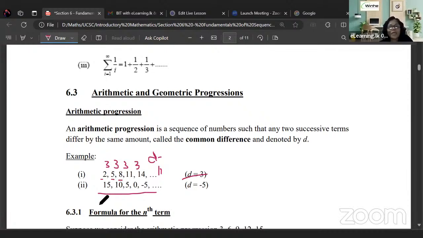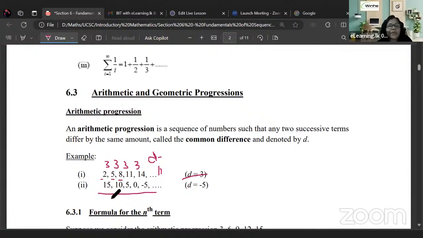We subtract the preceding value from the successive value. So 5 minus 2 is 3, 8 minus 5 is 3, 11 minus 8 is 3. You consider the second series, 10 minus 15 is minus 5. 5 minus 10 is minus 5. 0 minus 5 is minus 5. Minus 5 minus 0 is minus 5.